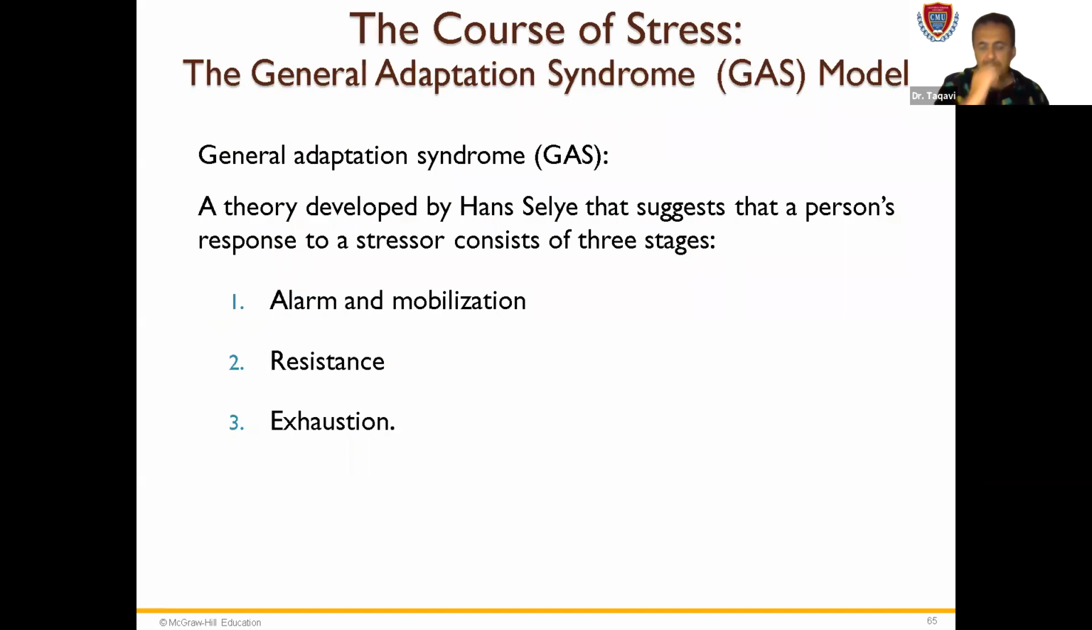The basic and most famous theory about stress is coined by a scientist by the name of Selye. He talked about the GAS model, the General Adaptation Syndrome, a theory developed by Hans Selye that suggests that a person responds to stress in three stages: alarm phase, resistance phase, and exhaustion phase. Alarm or mobilization phase, resistance phase, and exhaustion phase.